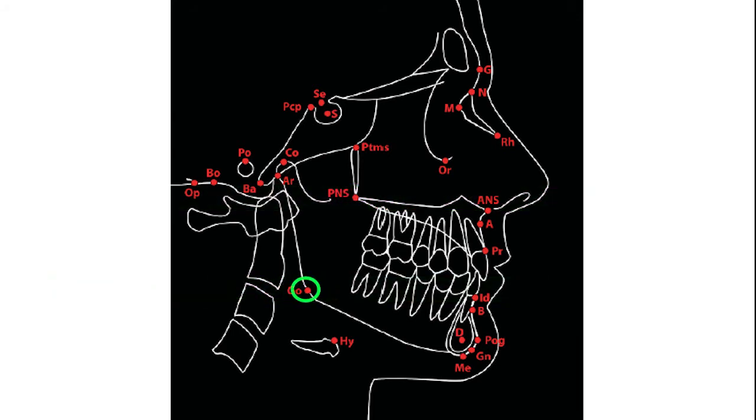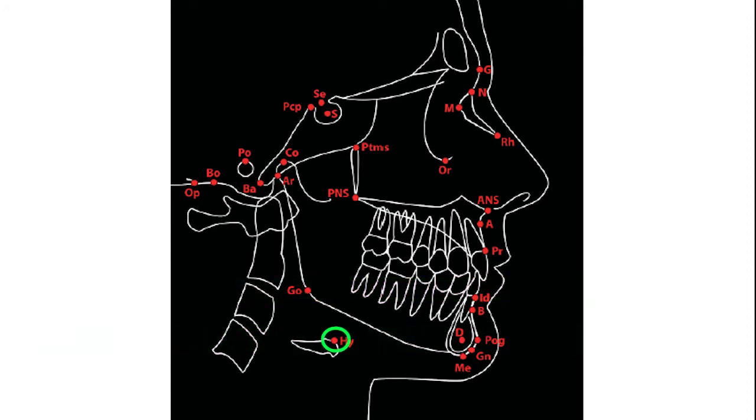GO, gonion. The gonion is the most inferior posterior point on the contour of the angle of the mandible, also known as the gonial angle. It may be determined by inspection or constructed as the point of intersection of the posterior ramal plane and the mandibular plane, extending the bisector through the curvature of the gonial region of the mandible.